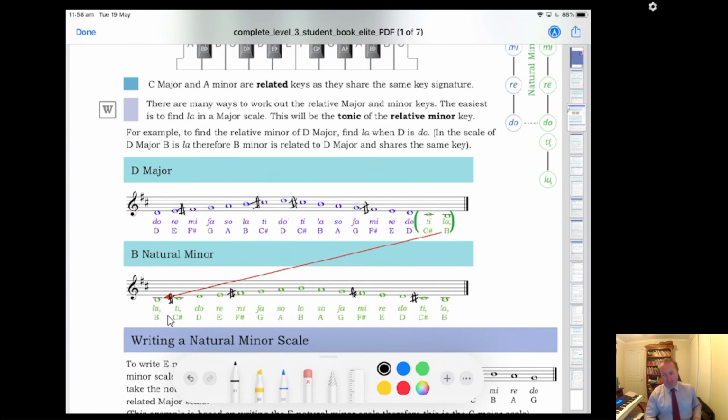I like to say they're besties, best friends. They get along very well. They're very similar. They share the same notes, just starting on a different keynote. And so here is B natural minor.